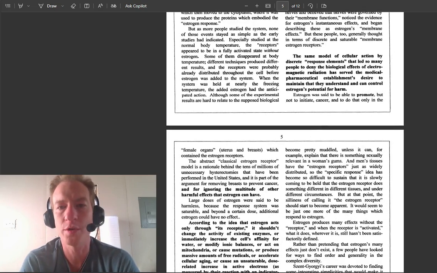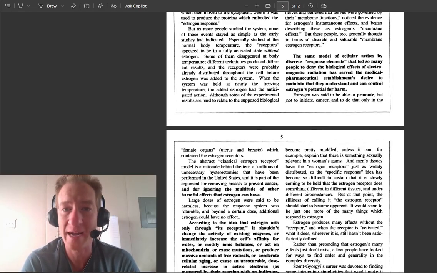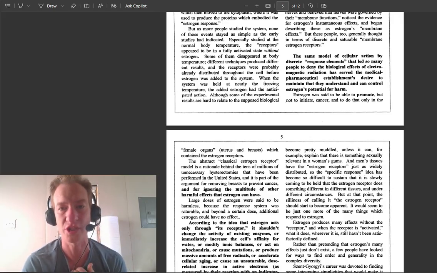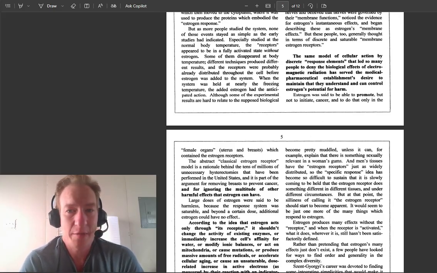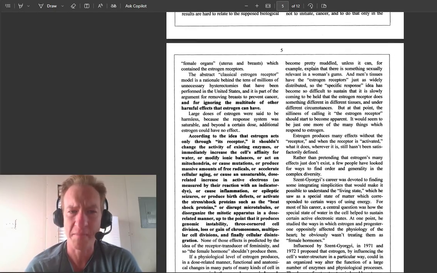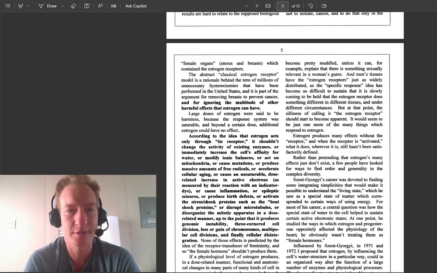Another sentence in bold. The same model of cellular action by discrete so-called response elements that led so many people to deny the biological effects of electromagnetic radiation has served the medical pharmaceutical establishment's desire to maintain that they understand and can control estrogen's potential for harm. Estrogen was said to be able to promote, but not to initiate, cancer, and to do that only in the so-called female organs, uterus and breasts, which contained the estrogen receptors.